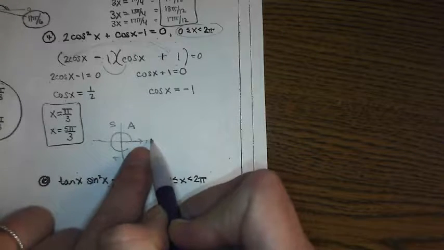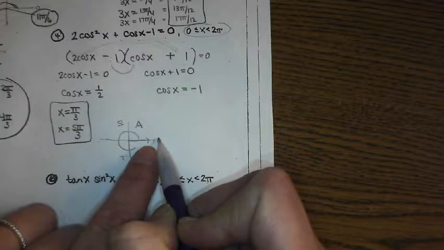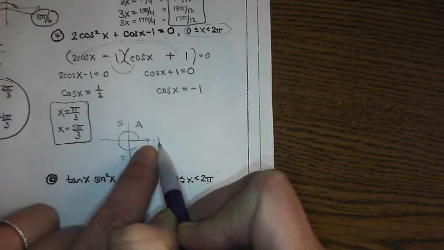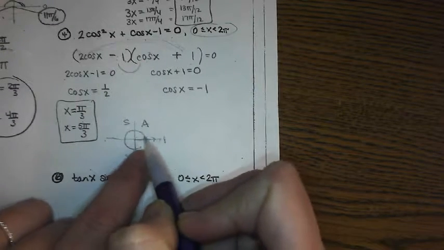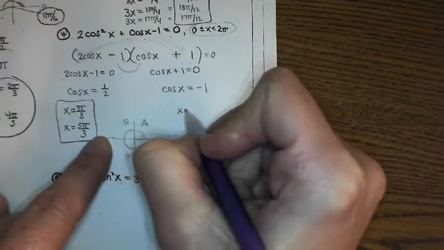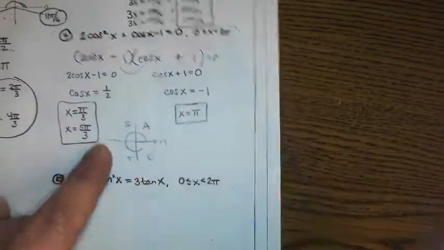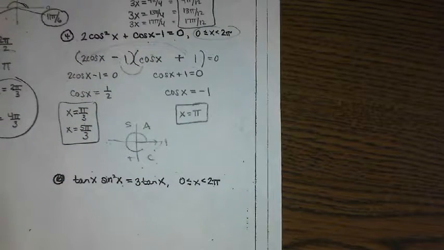And what is the cosine at 0? 1. So where is the cosine going to be negative 1? Pi. And those are your 3 solutions between 0 and 2 pi.